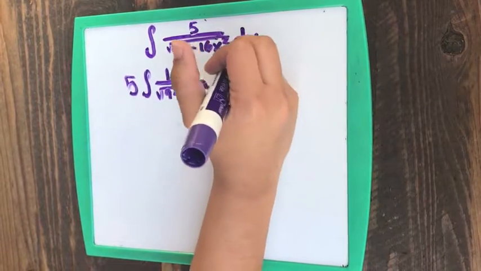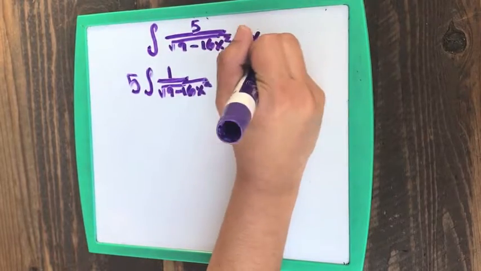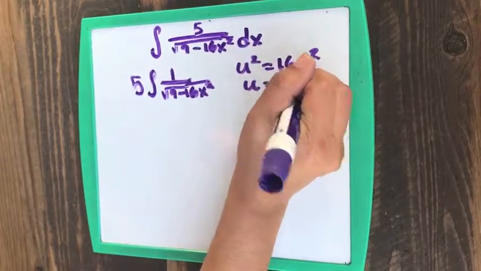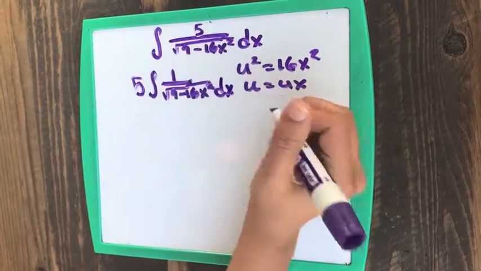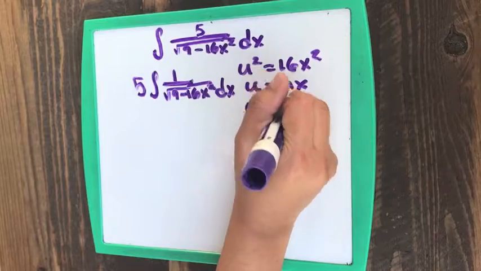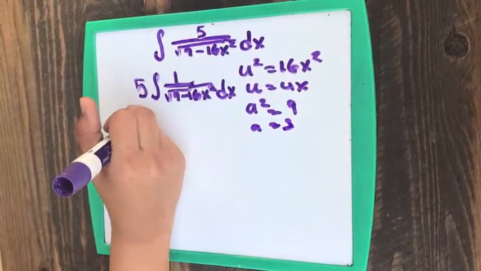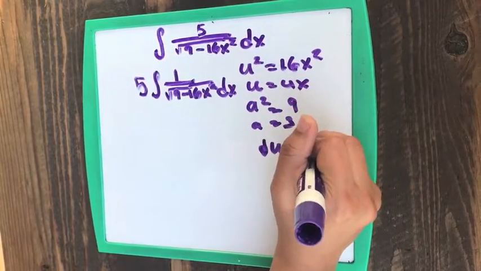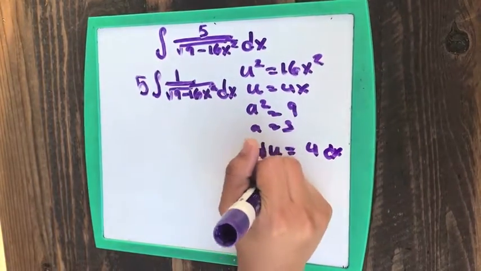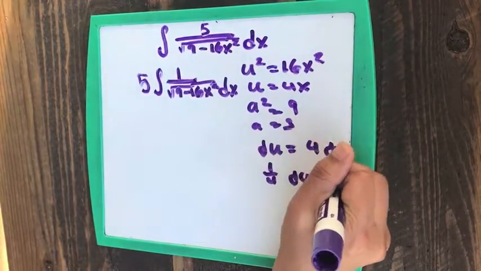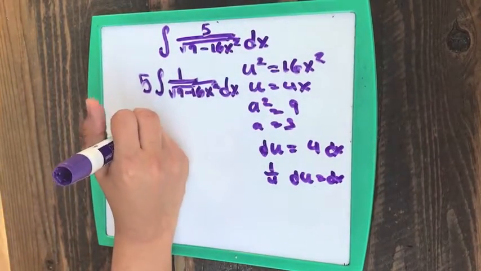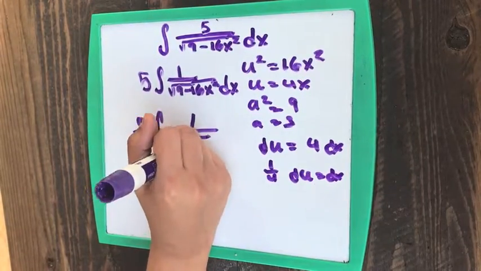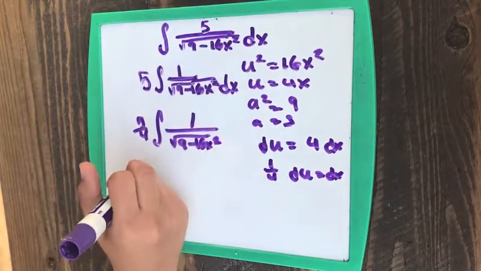And since this is an arc sine problem, you would need to find u and a. So a squared equals 9. You take the square root of 9, which a equals 3. Then you're going to do u squared equals 16x squared. You take the square root of both sides, which is u equals 4x. So now you just need to plug it into the arcsine formula, which is arcsine of u over a plus c. So the final answer will equal arcsine of 4x over 3 plus c.